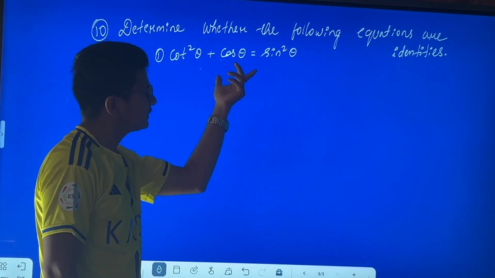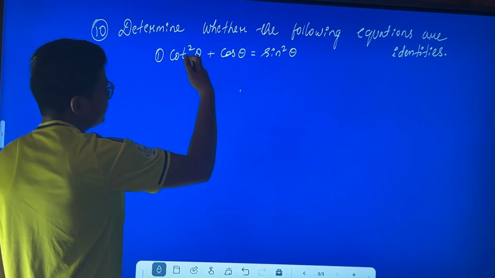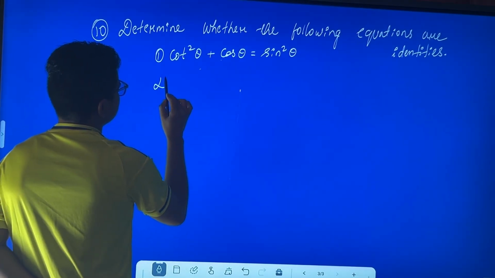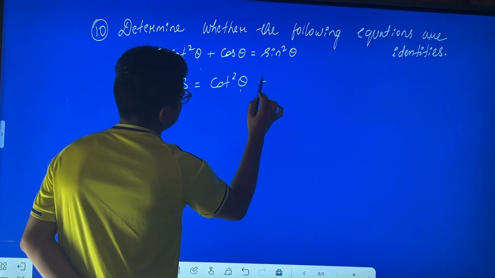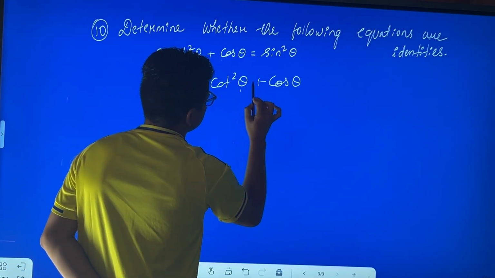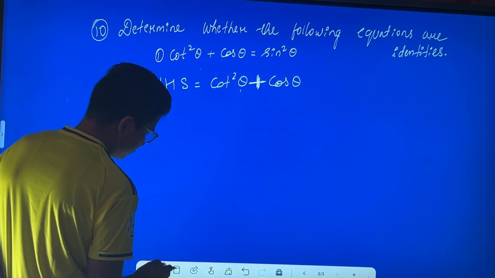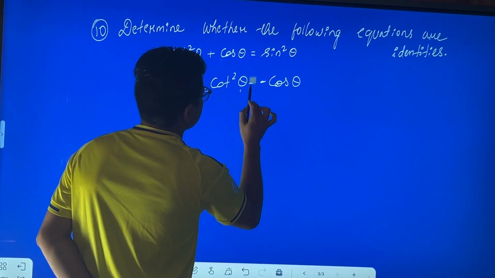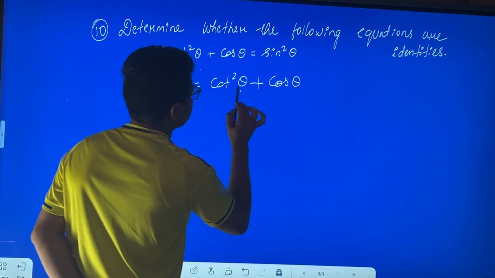So is this the identity? The question is asking you this. Meaning, is this true? So let's check. Left hand side equal to cot square theta plus cos theta. This is the left hand side. So let's solve this left hand side. If finally we are able to get the right hand side, then this equation will be the identity, otherwise it is not the identity, correct?